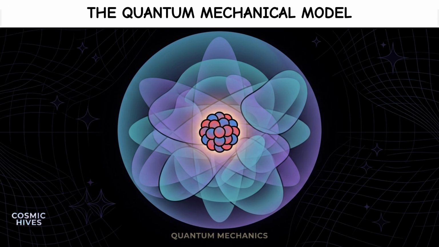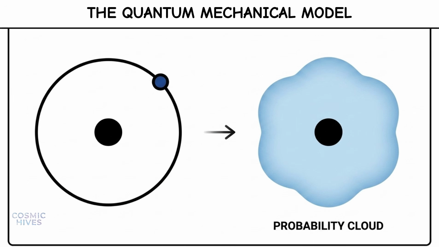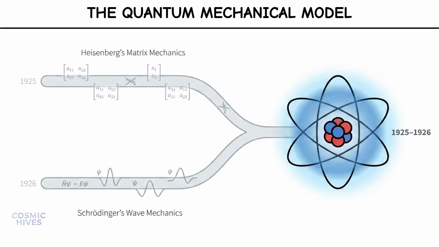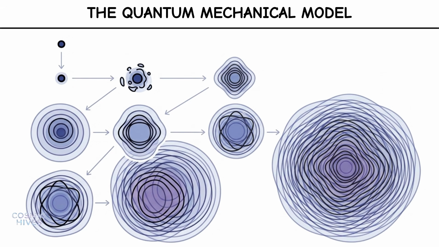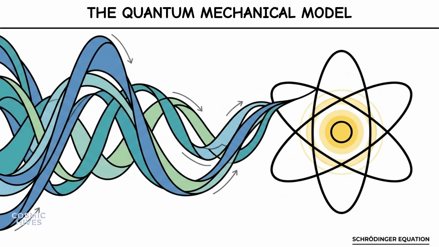Number 7. The quantum mechanical model. Electrons are not particles in orbits. They are probability clouds. In 1925 and 1926, Werner Heisenberg and Erwin Schrödinger, working independently with different mathematics, arrived at the model physicists still use today. Schrödinger built on a proposal by Louis de Broglie that electrons, like light, could behave as waves rather than solid particles.